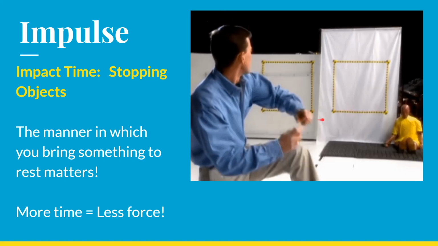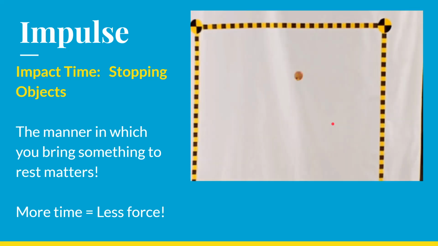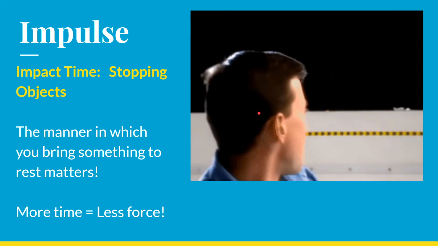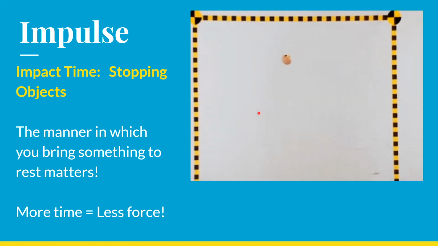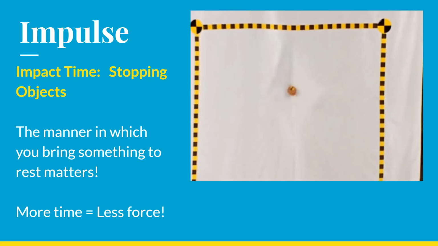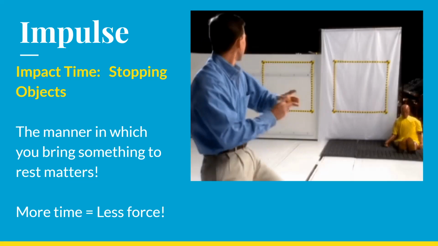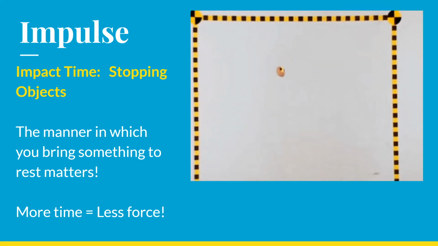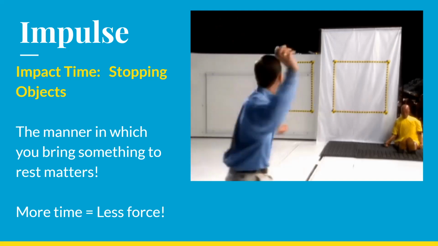So in this demonstration, he is throwing an egg at two different surfaces. He's throwing an egg at a wall, and of course it's going to break and splatter. And then he throws that same egg or similar egg at a bed sheet. You see very different results here, because the one that hits the wall splatters, the one that hits the bed sheet doesn't even break.